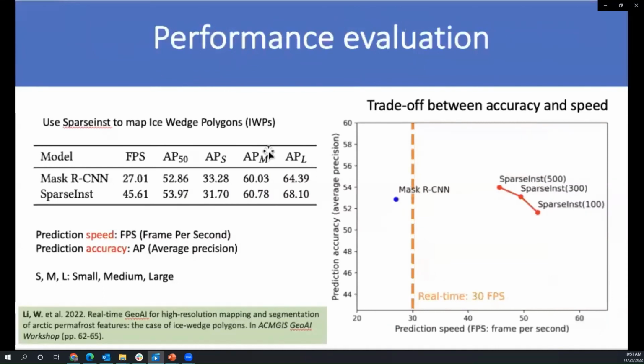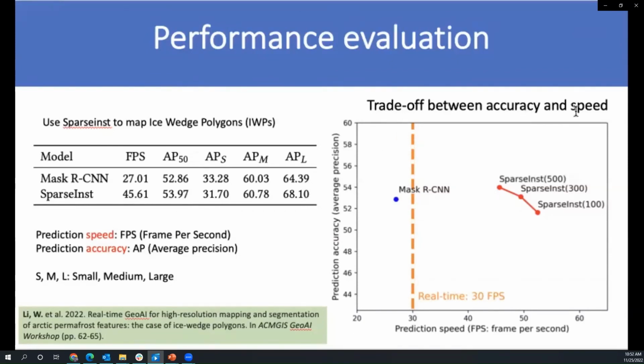So here, we apply the Sparse Instance model to map the ice wedge polygons using the half-meter resolution Maxar imagery. To evaluate the performance, we compare the model results between Sparse Instance and a very popular segmentation model called Mask RCNN. Their performance in terms of prediction speed and also prediction accuracy, measured by average precision, are compared. As we can see from this result, Sparse Instance can not only achieve better detection accuracy, it can run at a speed nearly twice as fast as Mask RCNN. So this shows that this model really achieves very good performance in terms of both measures.